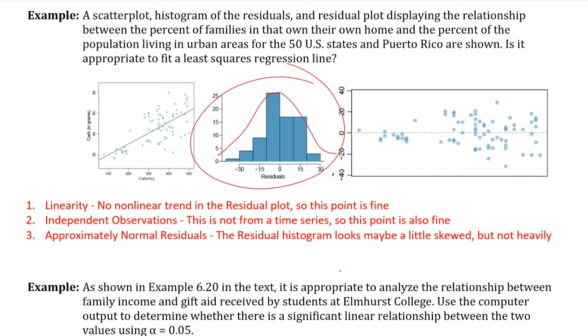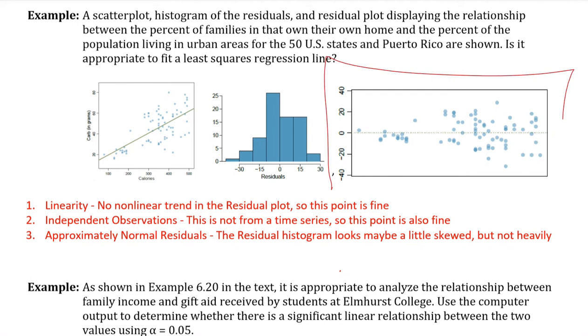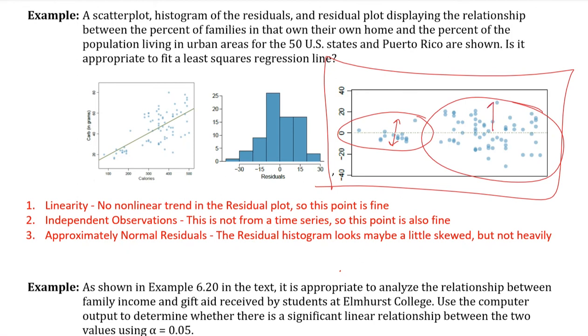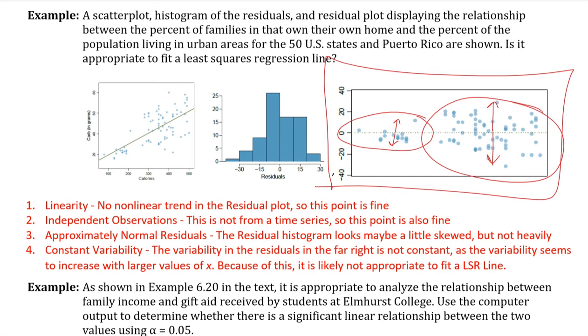However, the fourth and final point is really the one that's going to hurt us. The one concerning constant variability. If we look at the residual plot on the far right here, we see that points on the left of the plot seem to vary ever so slightly from the baseline. However, when we look at points further to the right, these points seem to vary far more than before. Therefore, we do not see a constant variability in the points here, which is going to be a problem. The variability in the residuals in the far right is not constant, as the variability seems to increase with larger values of x. Because of this, it is likely not appropriate to fit an LSR line.